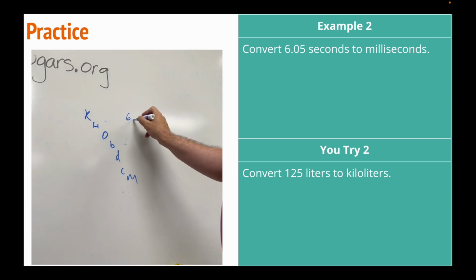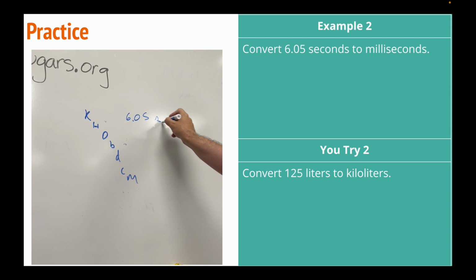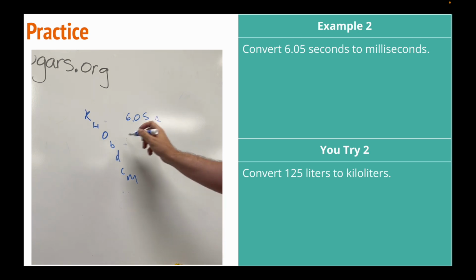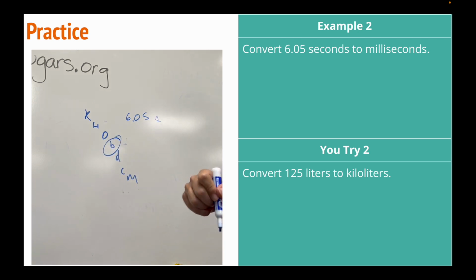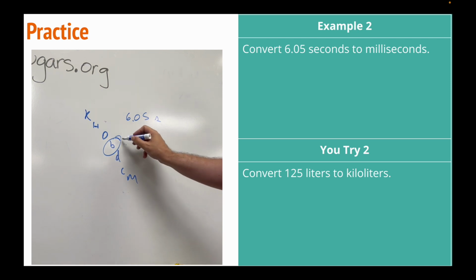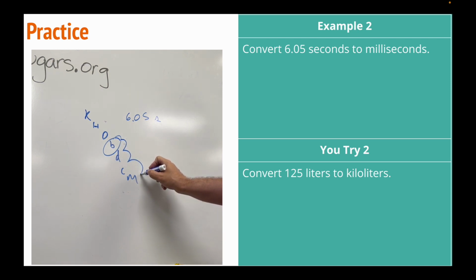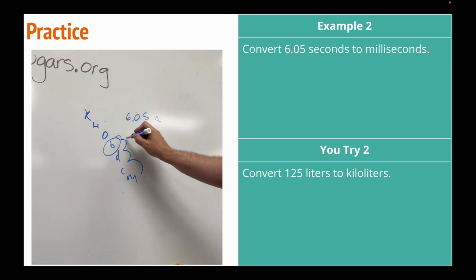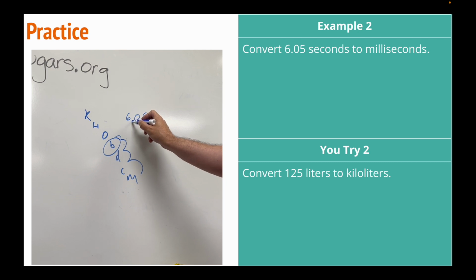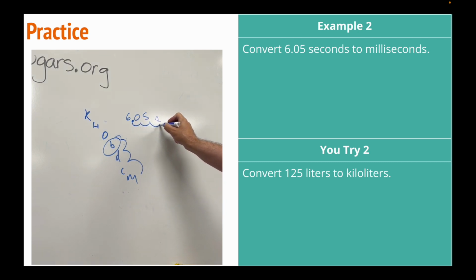And then we're going 6.05 seconds. So where are we starting? Seconds is a base unit. Okay? So we're going to milliseconds. So 1, 2, 3. Which way did I go? I went that way to the right. So I'm going to take my decimal and I'm going to go 1, 2, 3 places to the right. And I'm going to fill in any holes.